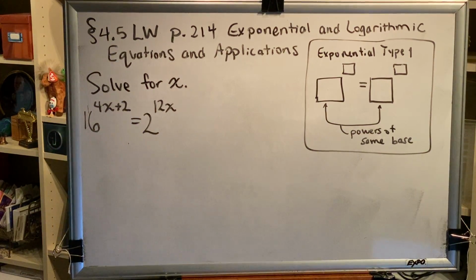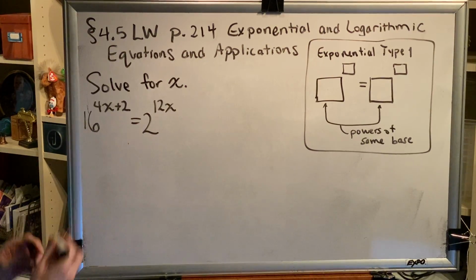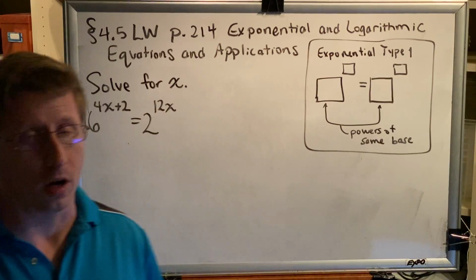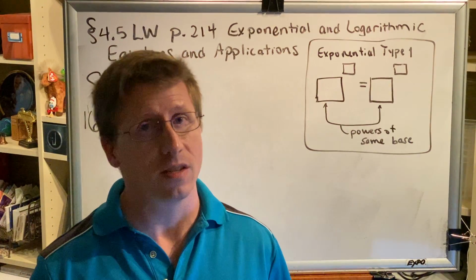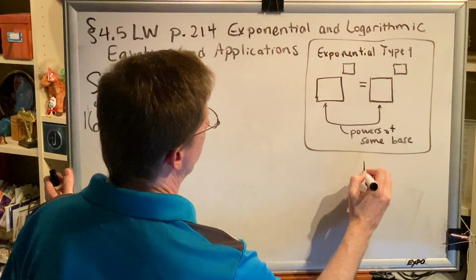16 raised to the 4x plus 2 equals 2 raised to the 12x. So the first thing we note about this problem is that the bases are different numbers, a 2 and a 16. So we cannot simply set these exponents equal to each other, yet we have to make the bases the same first. So let's write the prime factorization of 16.